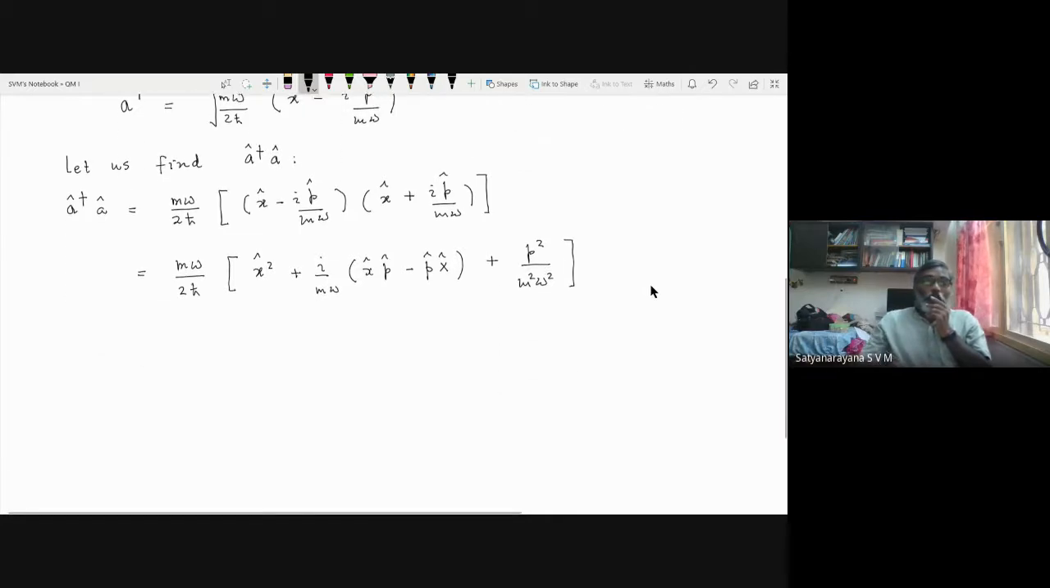Okay, so this is what we have, but note that this is essentially m omega by 2 h bar into x square plus p square divided by 2 m h bar omega, plus this term, this I by m omega into m omega by 2 h bar, that will become I by 2 h bar into what is written here, xp minus px, which is the commutator of this x operator and p operator.